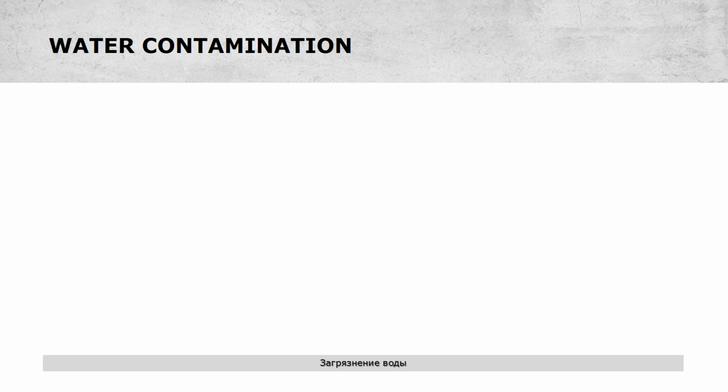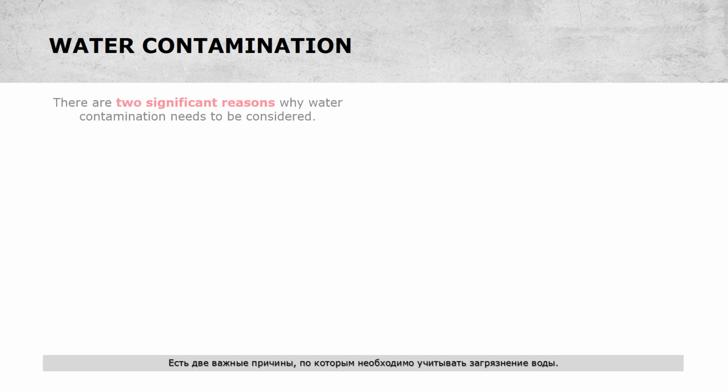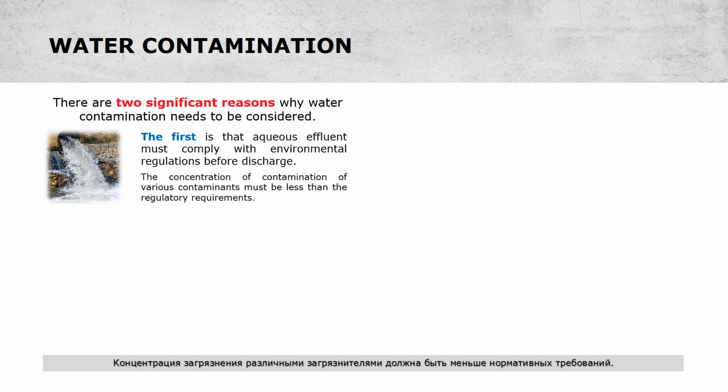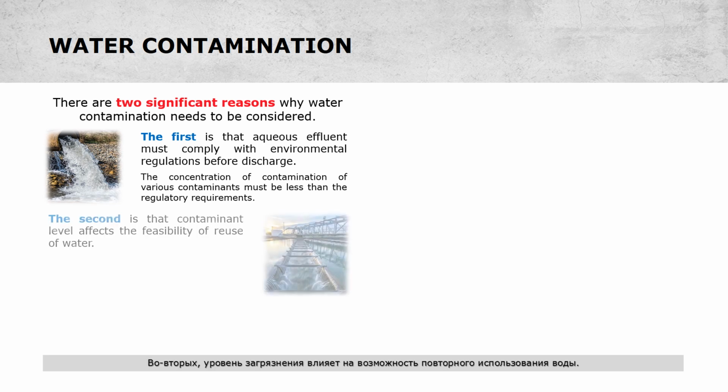Water contamination. There are two significant reasons why water contamination needs to be considered. The first is that aqueous effluent must comply with environmental regulations before discharge. The concentration of various contaminants must be less than the regulatory requirements. The second is that contaminant level affects the feasibility of reuse of water.